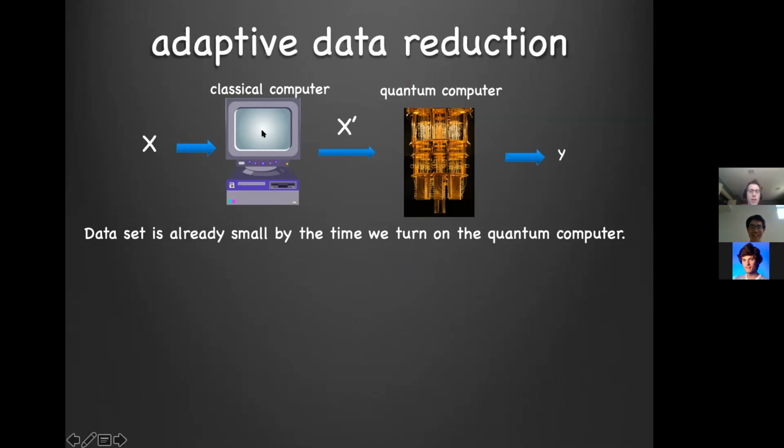And we kind of know the classical computer is going to be acquiring the data. That's like going out and catching the worm. But the role of the quantum computer is not, you can say that by the time we've turned on the quantum computer, a lot of the hard work has already been done.